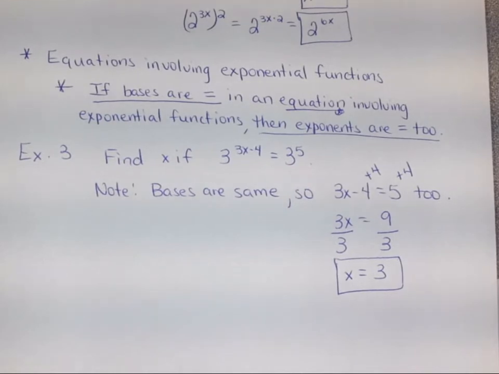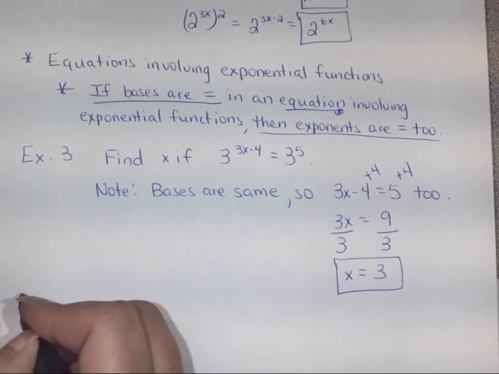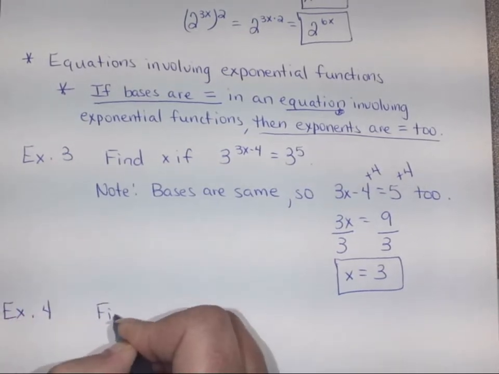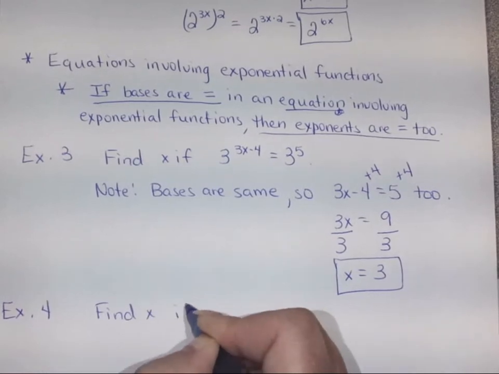Notice that we could check this answer if we wanted to on our calculator. Just literally do 3 raised to the 3 times 3 minus 4 power. Just make sure you do parentheses around that exponent if you have one of the older calculators that doesn't open up an exponent box for you on your calculator. But what about this one?